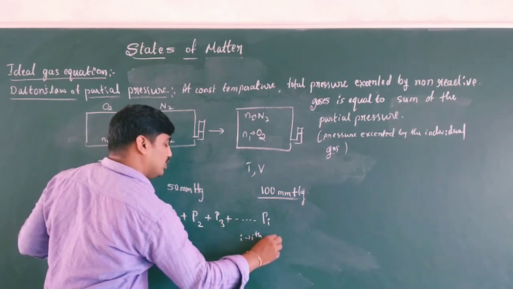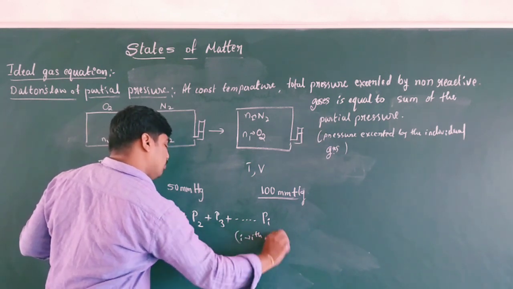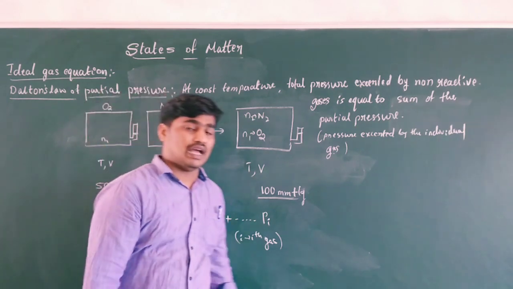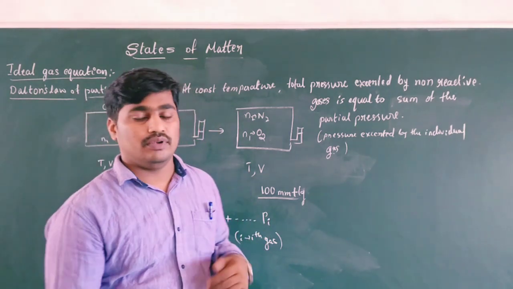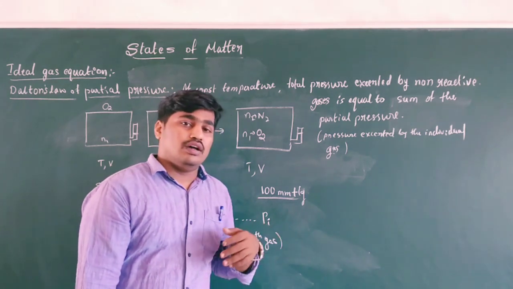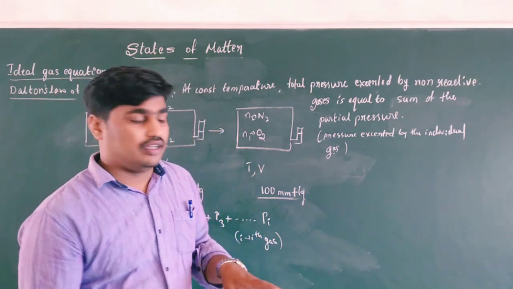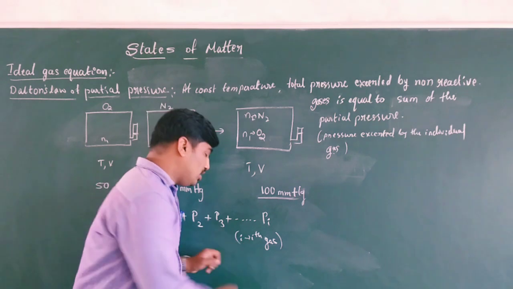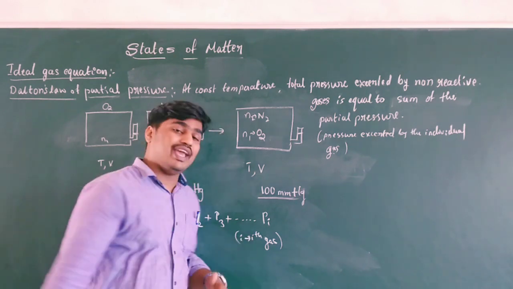Okay, not nth gas, it's ith gas. What is the reason for using ith? During the derivation of these kinds of things, the amount of substance is required. At that condition, we use the n.